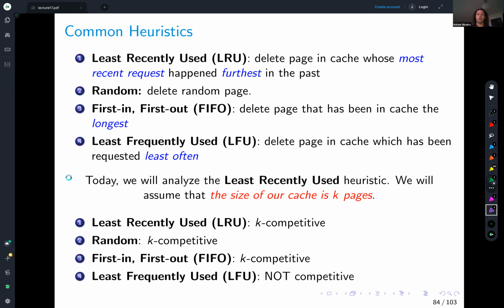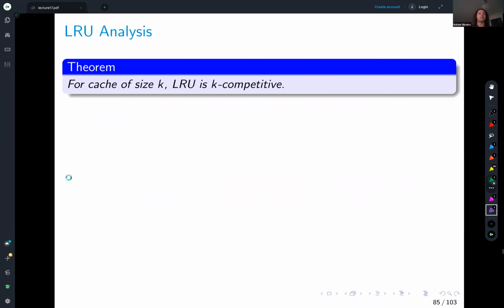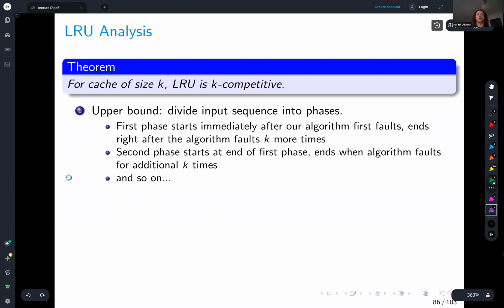All right, here's our analysis. For a cache of size k, we want to show that LRU is k-competitive. How do we upper bound this? To upper bound this, we're going to divide our input sequence into phases. What is a phase? The first phase will start immediately after our algorithm first faults, and it will end right after the algorithm faults k more times. Does that make sense?